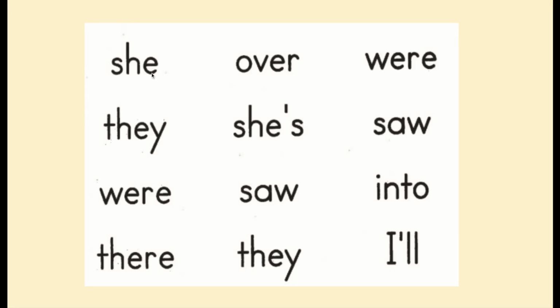Now let's practice reading and spelling our sight words. Ready? She, S-H-E, she. Over, O-V-E-R, over. Were, W-E-R-E, were. They, T-H-E-Y, they. She's, S-H-E-apostrophe-S, she's. Saw, S-A-W, saw. Were, W-E-R-E, were. Saw, S-A-W, saw.